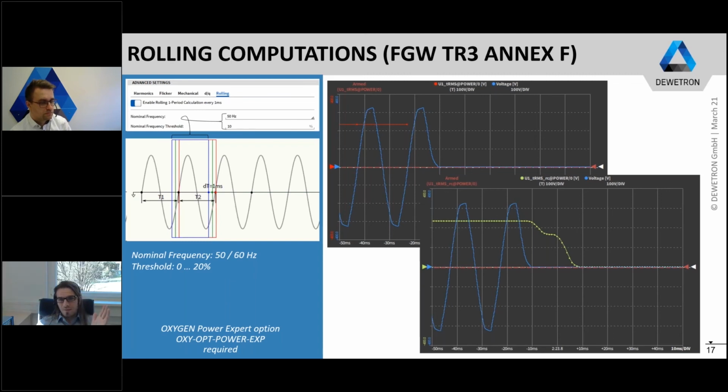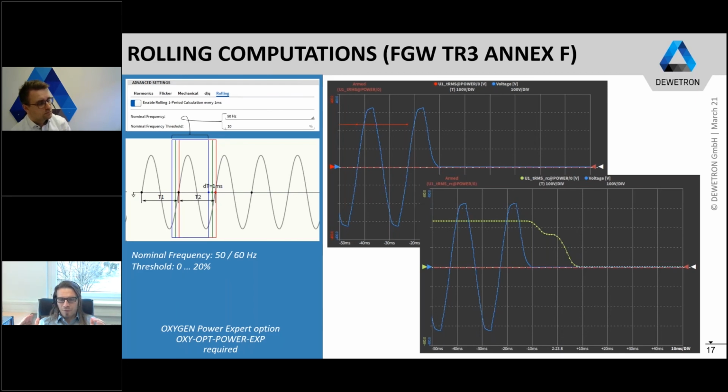The window size of the moving average window can be specified with the nominal frequency here and with the nominal frequency threshold. The nominal frequency can be set to 50 Hertz or to 60 Hertz, and the threshold can be set from 0 to 20%. This setting means the following. When your fundamental frequency is within this specified threshold and within this specified frequency range, your moving average window size will be exactly one period of your fundamental frequency.